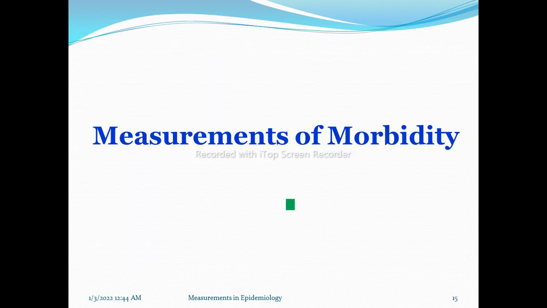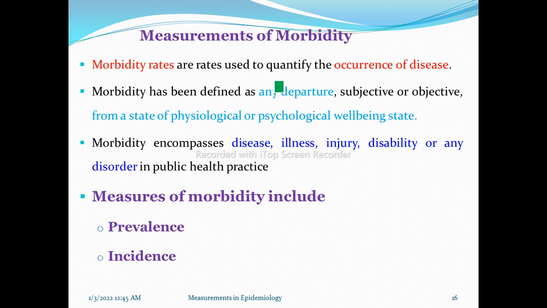Now the measurement of morbidity. Morbidity rates are rates used to quantify the occurrence of disease. Morbidity is defined as any departure from a state of physiological or psychological well-being. Morbidity may encompass disease, illness, injury, disability, or any other disorder in public health practice. Measures of morbidity include prevalence and incidence.